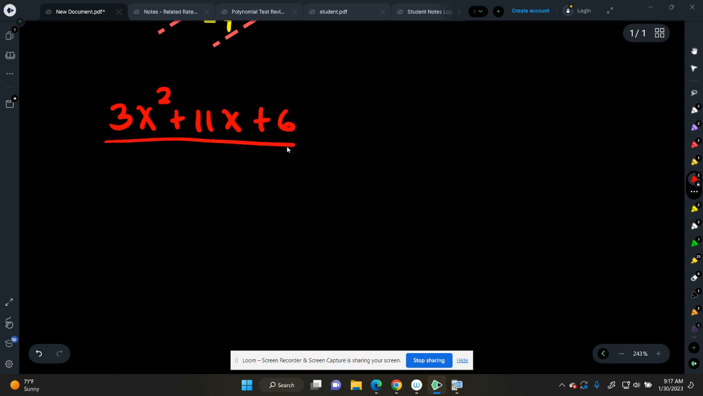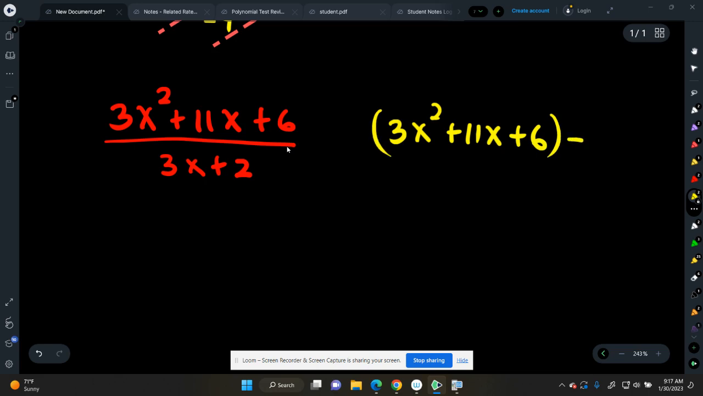Number 2, we had 3x squared plus 11x plus 6 divided by 3x plus 2. By the way, this would be the same thing if I wrote it like this. That's the same thing. Divided by, okay? Okay, so let's see, number of rows.